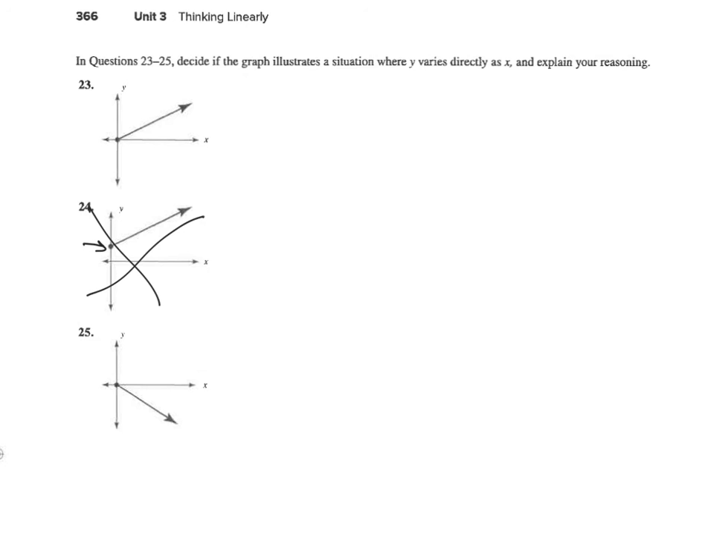23, it looks like our constant of variation is positive, and 25, it looks like our constant of variation, again, which is k, is negative.